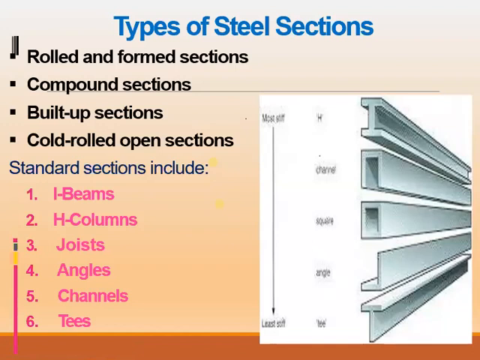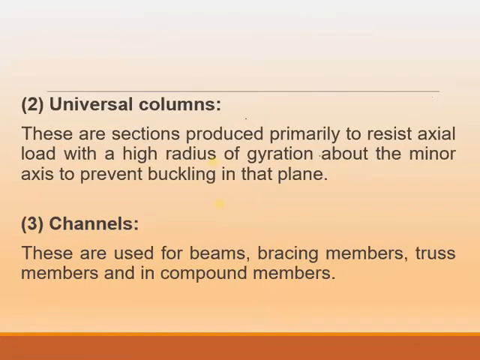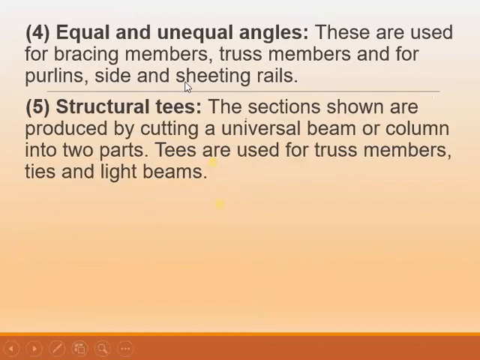To repeat, I say that an equal angle is a steel angle section of which both legs are equal in length. Okay? Which means that if this leg and this leg are equal, then that angle is called an equal angle. But if one of the two legs is longer than the other one, then that angle is called an unequal angle. Okay?